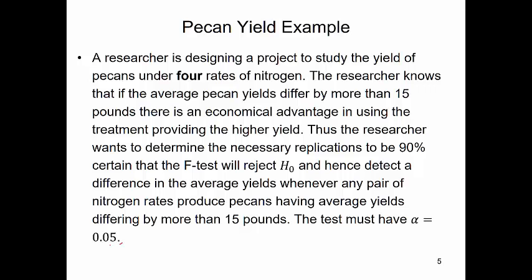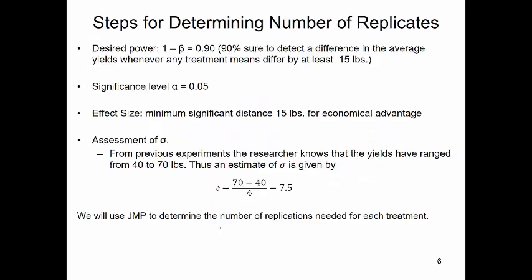So everything that's important here is you have your alpha of 0.05, you have your 90% certain that it will reject, that's your power, right? We know that we have 4 groups, that's important to know, and then a difference of 15 pounds. The only thing that's not in this part is our idea of the background variation. So if you look at it, again, 90% power, significance level is 0.05. The effect size is the minimum distance of 15 pounds, right, for that advantage.